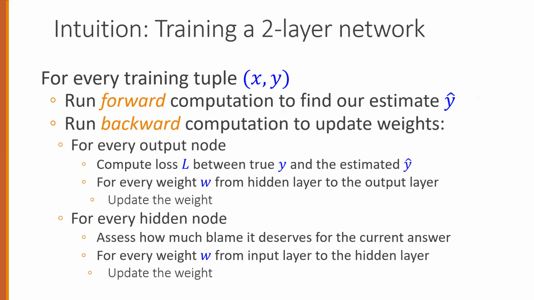So for every training tuple (x, y), run forward computation to find our estimate y hat, and run backward computation to update weights. For every output node, we compute the loss L between the true y and the estimate y hat. For every weight W from the hidden layer to the output layer, the weights are updated. For every hidden node, we assess how much blame it deserves for the current answer. And for every weight W from the input layer to the hidden layer, we update the weights.